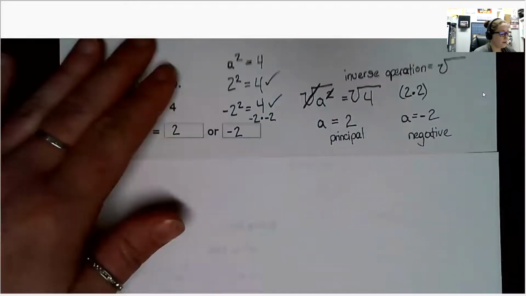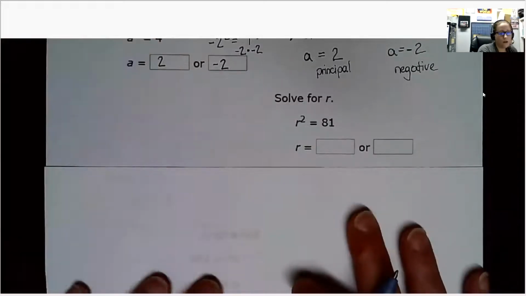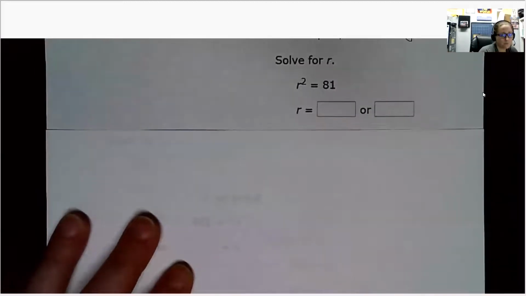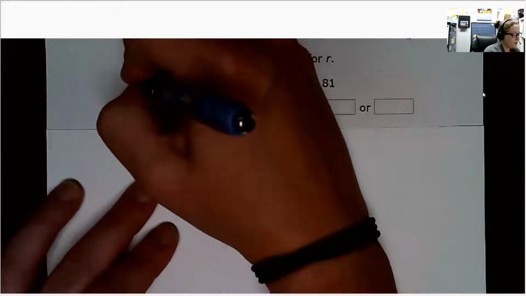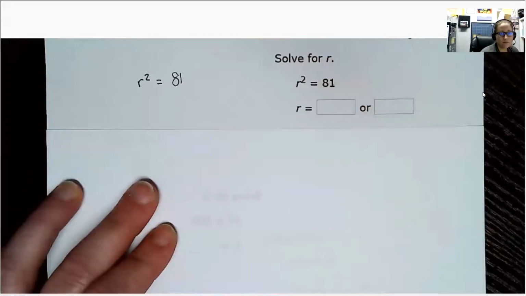Let's look at another example of this. Okay, so we've got solve. We want to solve for r in this question. We're going to set this up the same way, and I'm going to leave myself some space to add those square root symbols.